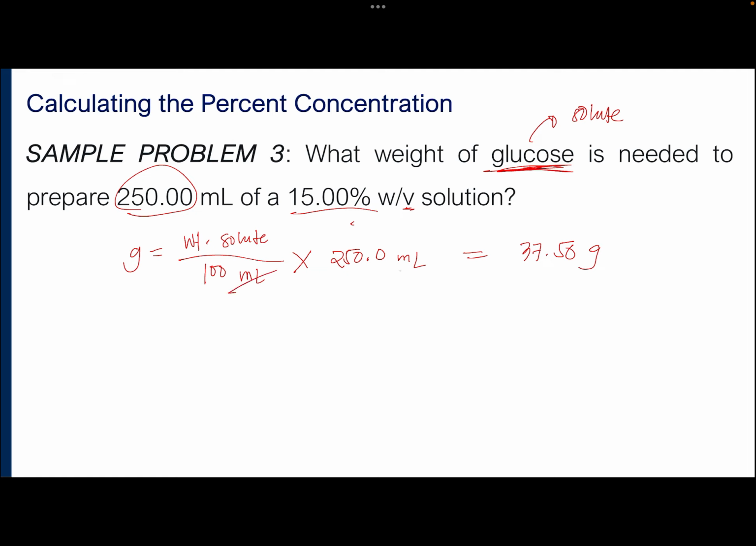So cancel out the ml, because what remains is grams. So to make a 15% weight per volume solution, you need to dissolve 37.50 grams of glucose in 250 ml of water.